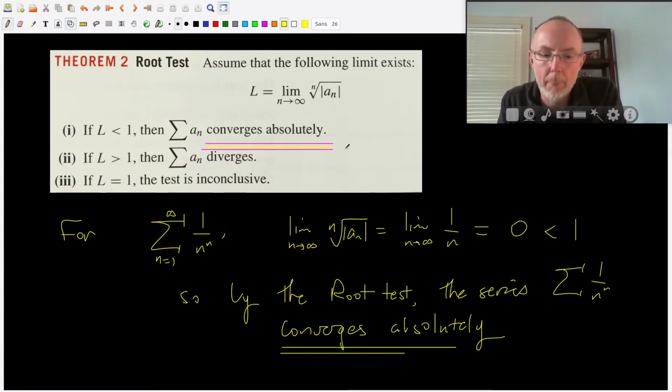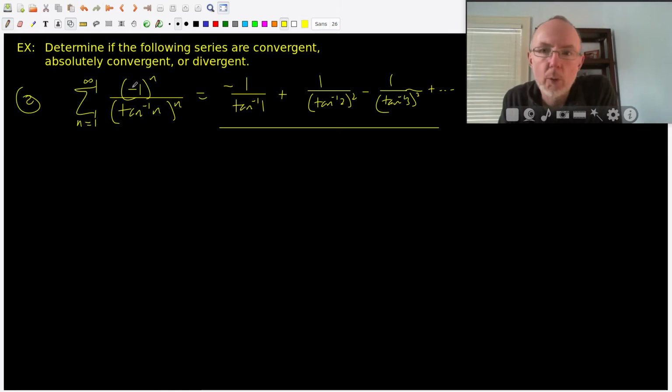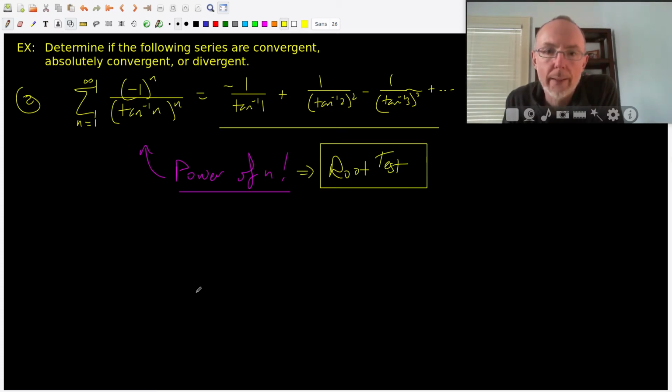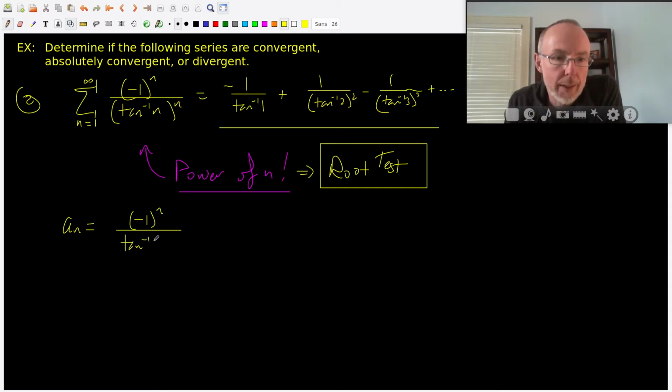Let's do another example. This next series involves alternating terms. We've got minus 1 to the power of n. That's the alternating part. And in the denominator, we've got the inverse tan of n, but that's then raised to the nth power. And so the thing to notice here is that everything is raised to the power of n, and that suggests that the root test might be applicable. The root test is going to be useful to us when things are raised to the nth power. So the nth term here, the general term, is minus 1 to the n over the inverse tan of n, all raised to the nth power.